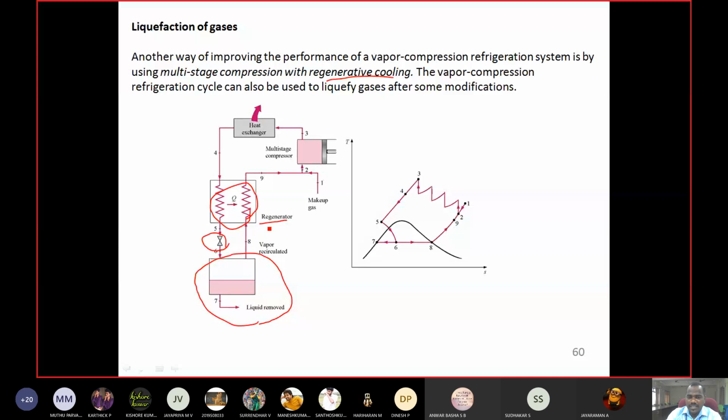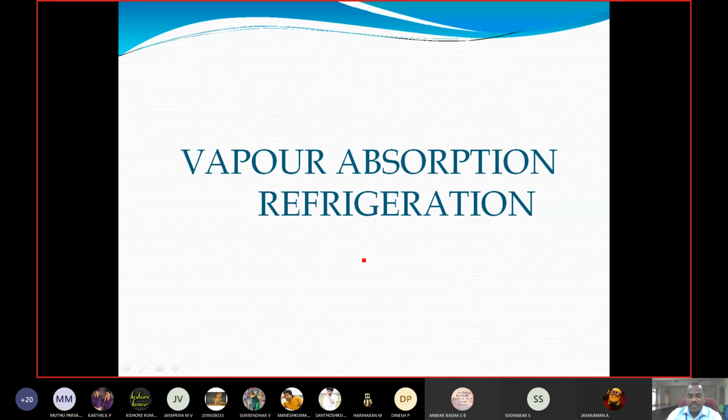We know what a regenerator is and how it performs. A regenerator, in the sense, uses heat transfer to regenerate the system, right? So these are some alternate methods of refrigeration. Just go through this, that's enough. The second type is the vapor absorption refrigeration system, which can be discussed in the next class. With this, we can conclude today's class.